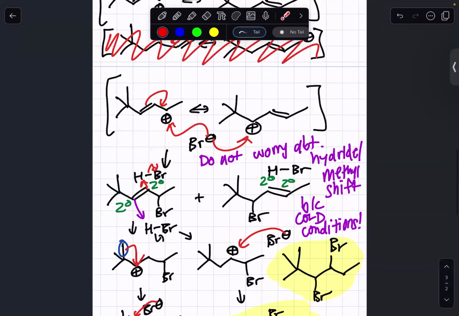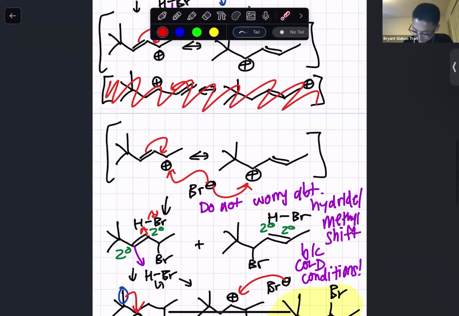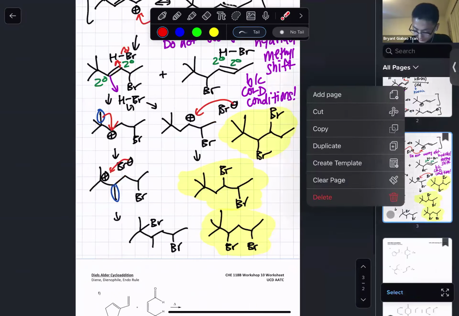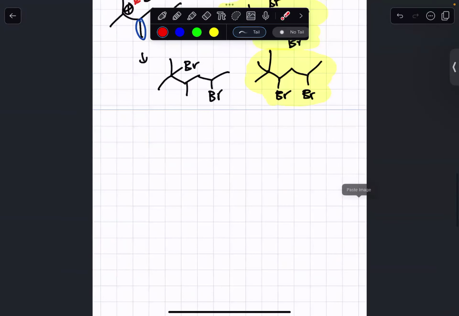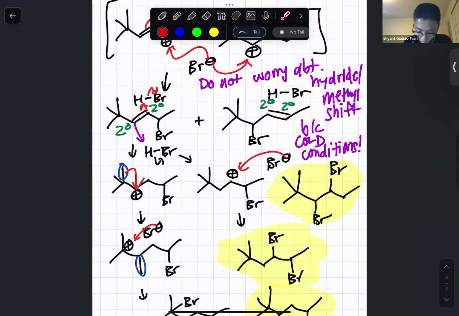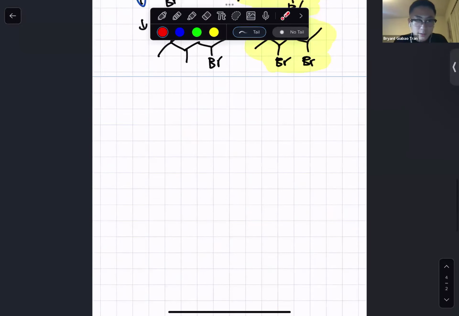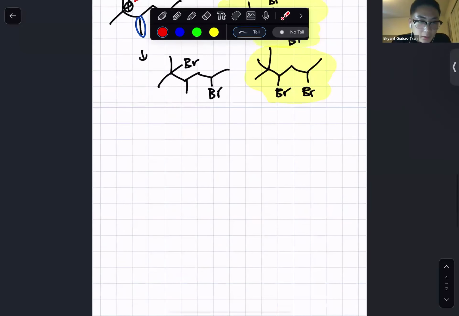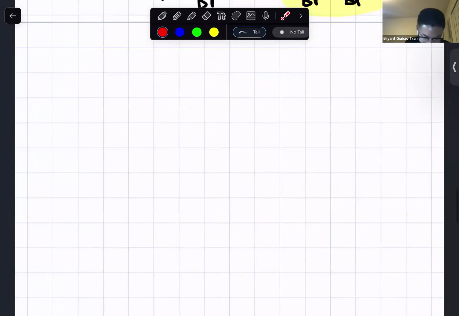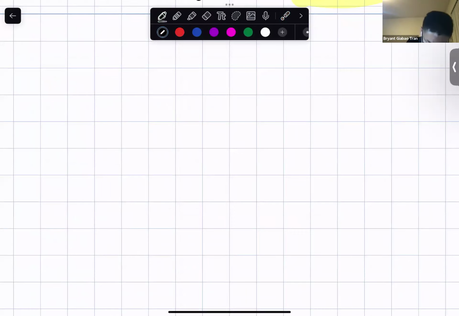Also, I have one more question. It's on the same theme. Letter U. Let me see. Letter U. Okay. This is going to be some interesting electrocyclic reaction.